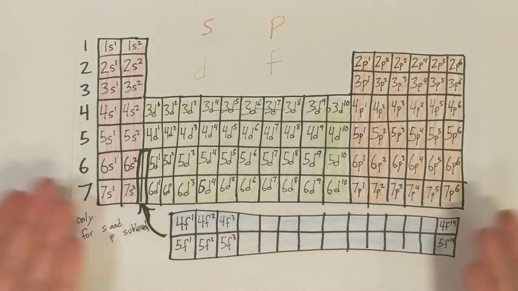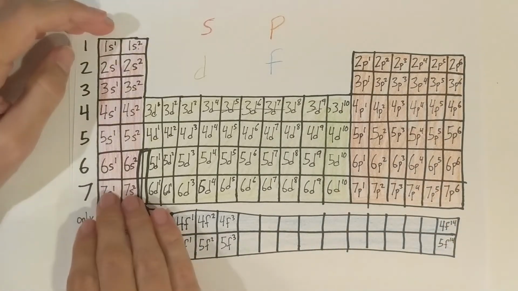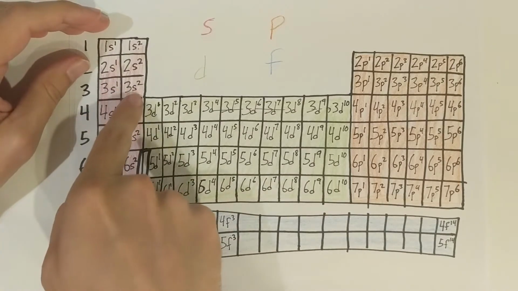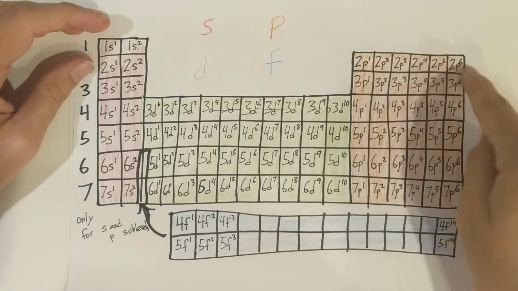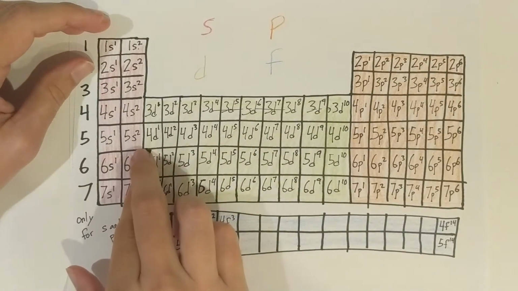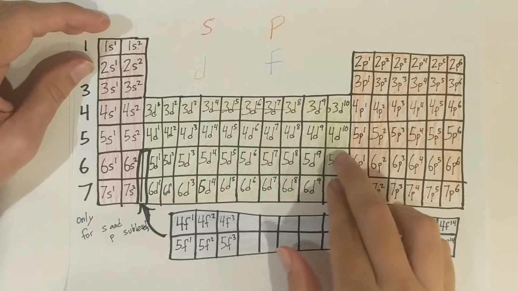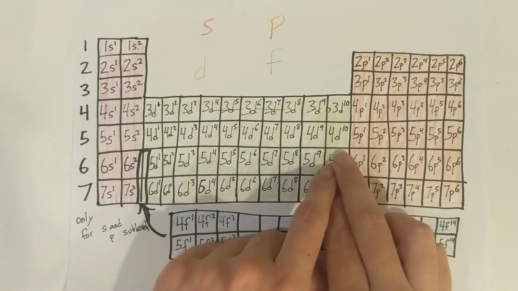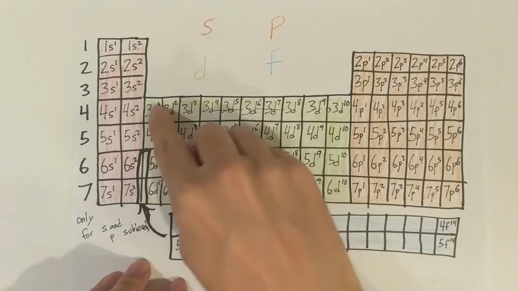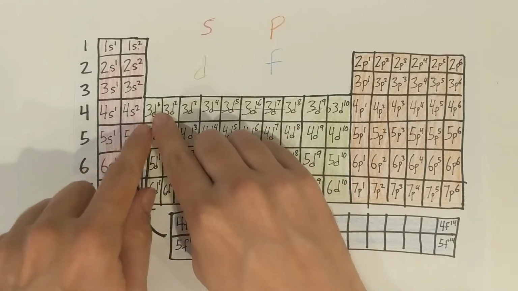All right, so this is what it's going to look like when it's complete. You got your S group over here, which can hold 2 electrons. Your P group, which can hold 6. Your D groups, which can hold 10. And you have to remember your D groups are all pushed down a spot.